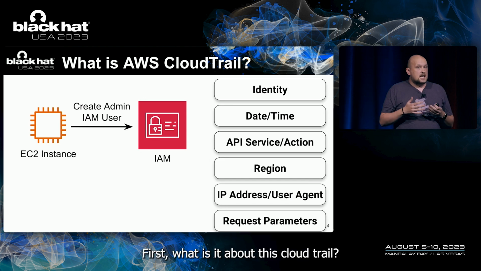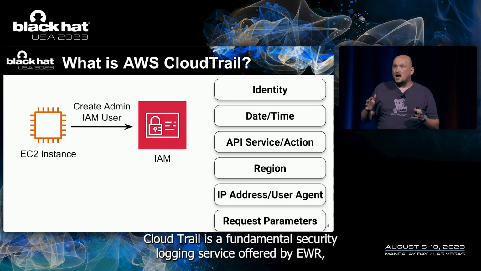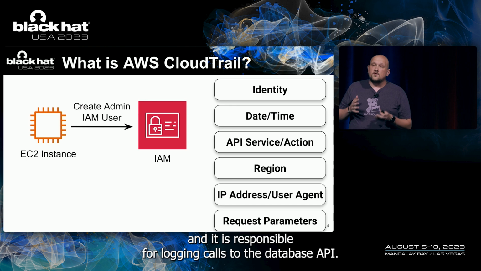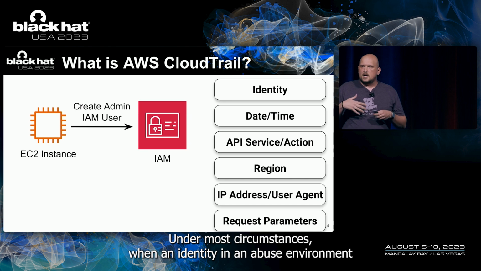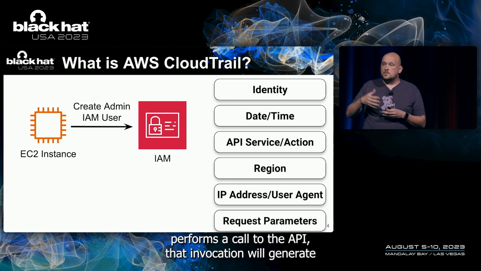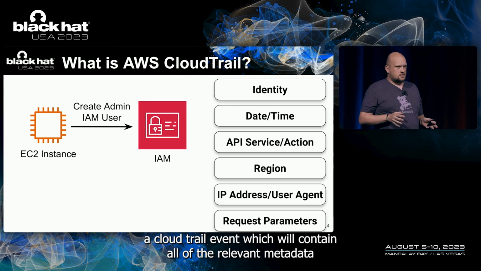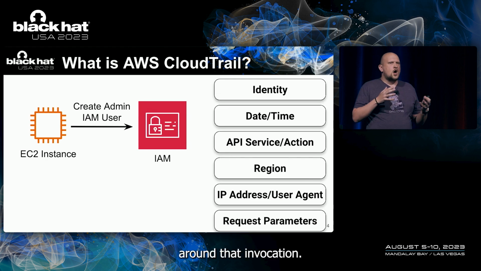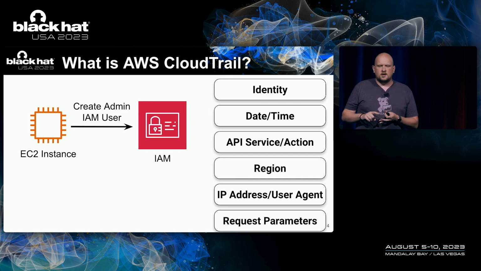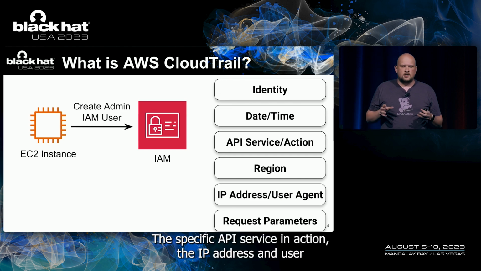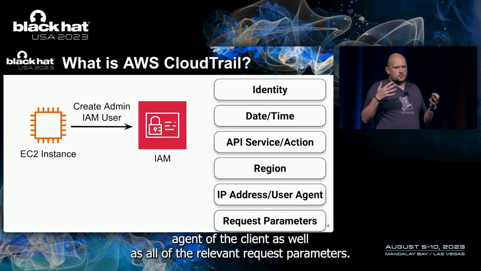First, what is AWS CloudTrail? CloudTrail is a fundamental security logging service offered by AWS, and it is responsible for logging calls to the AWS API. Under most circumstances, when an identity in an AWS environment performs a call to the AWS API, that invocation will generate a CloudTrail event, which will contain all of the relevant metadata around that invocation: the identity that performed it, the date and time that it occurred, the specific API service and action, the IP address and user agent of the client, as well as all of the relevant request parameters.